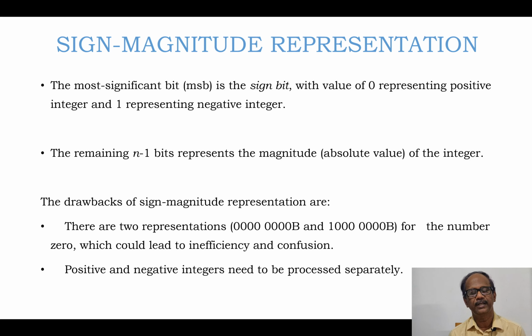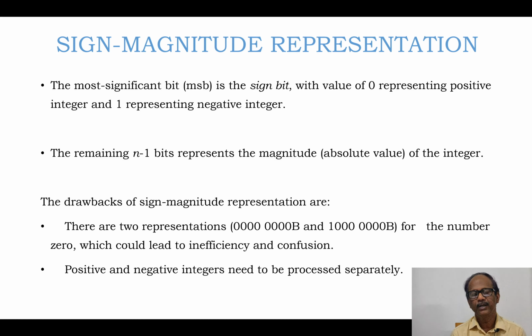Now we go to the signed representation, which is used to represent 0, positive numbers as well as negative numbers. We can have three types of representation in the signed scheme. One is the signed magnitude scheme, the second is the signed ones complement scheme, and the third is the signed twos complement scheme. In all three schemes, please remember that the representation of positive numbers is unique.